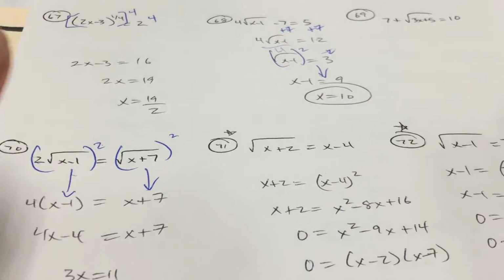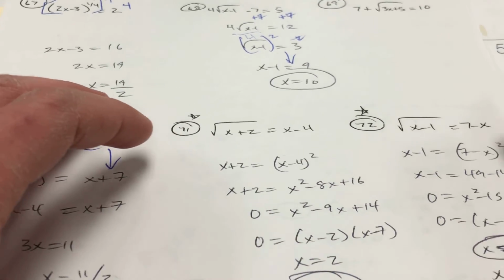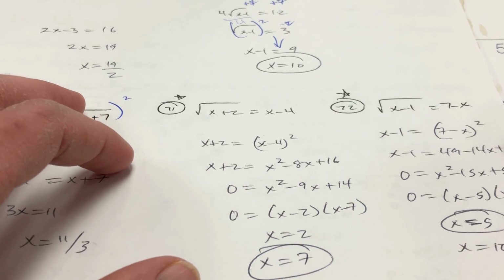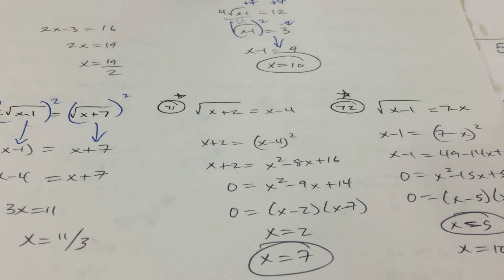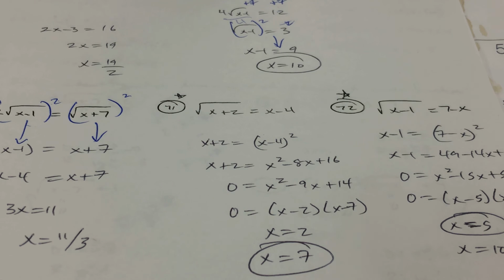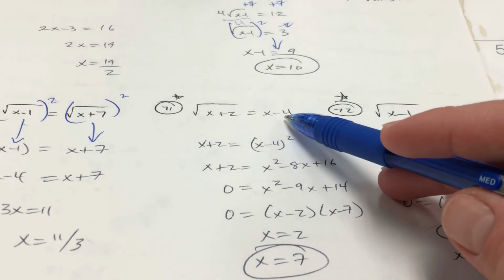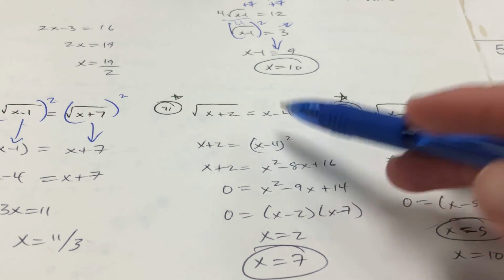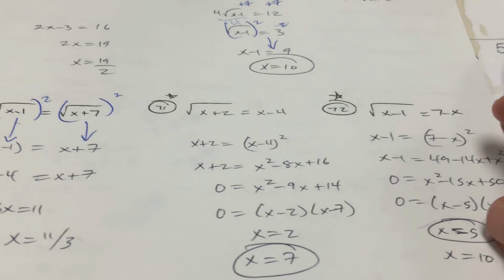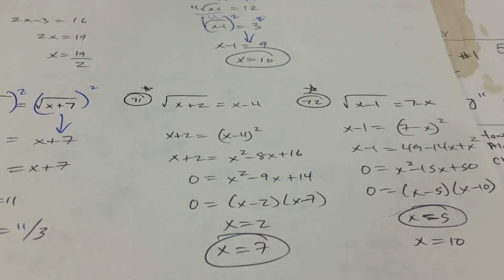Whoa, 71, 72 are starred for a reason. We're going to talk about these in class. So when you square both sides, you got x minus 4, you got to square it. All right, then you got to move the x plus 2 over, and you got to factor. You get x is 7, x is 2. There's a reason we highlighted only 7. Folks, if you plug 2 in there, you get the square root of 4 is a negative 2, and that's extraneous. That's invalid. Again, we will talk about these in class.